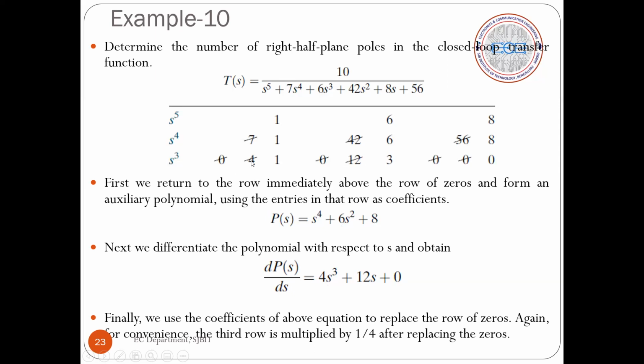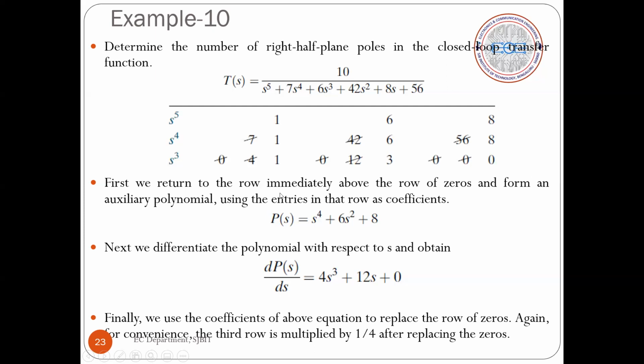You can take 4 common out. Not necessary, but you can do it. So 4, if I take it common, I got 1 here, I got 3 here. Anyway, 0 will remain 0. What are the entries now? 1, 3, 0. So now finally we use the coefficients of the above equation to replace the row of 0. Again, for convenience, the third row is multiplied by 1 by 4 after replacing zeros. As I said, I took 4 common and now the zeros have been eliminated.